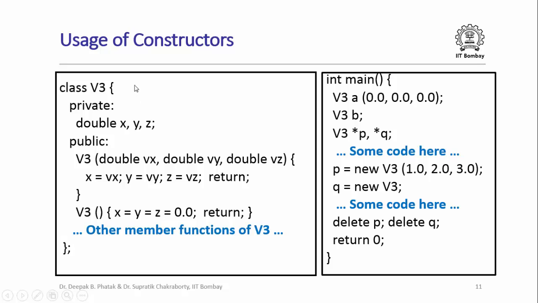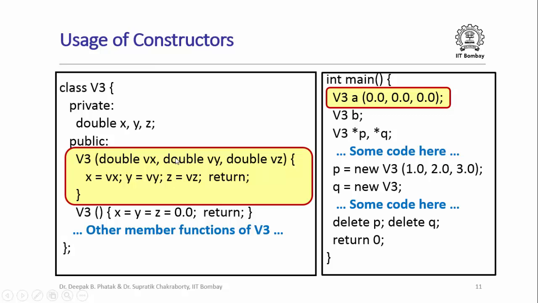Here is an example of how we might use constructors in a C++ program. So this is the class v3 with the two constructor functions that we've just seen. In this program, I have first declared a variable or object A of class v3 and passed these three double values as parameters. So since I've passed three double valued parameters, therefore this constructor function is going to be invoked, and the data members x, y, and z of the object A will all be initialized to 0. However, they will be initialized to 0 by this constructor function, not by this constructor function.